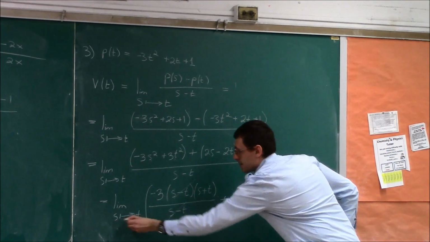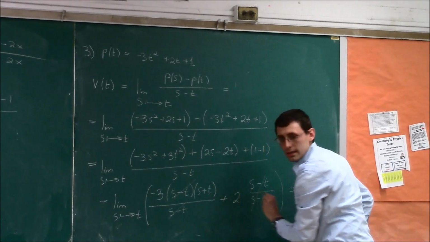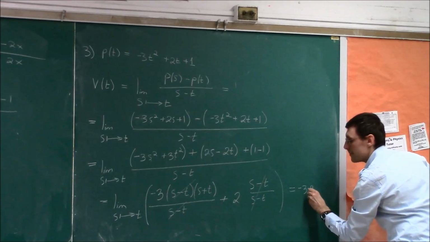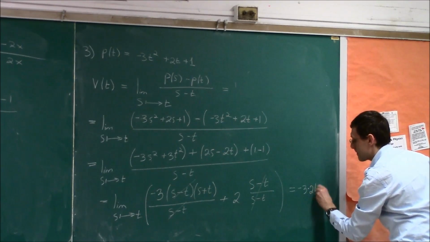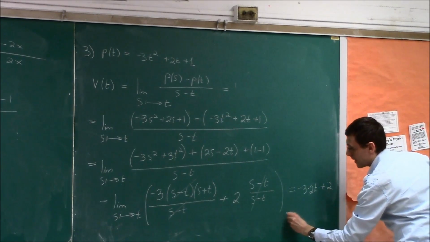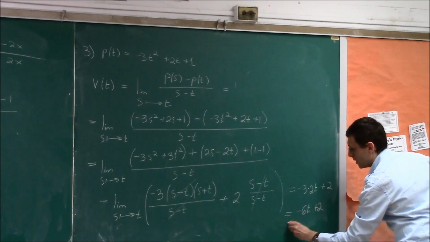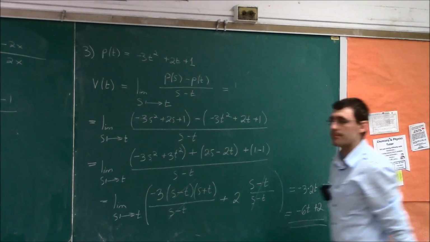Well, now the limit is very simple. Now the limit as s approaches t. So this will be minus 3 times t plus t, so minus 3 times 2t, plus 2. So the final answer is minus 6t plus 2. This gives you the velocity at any given moment of time t.